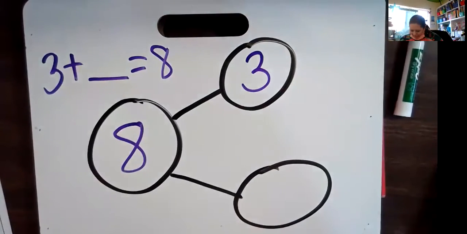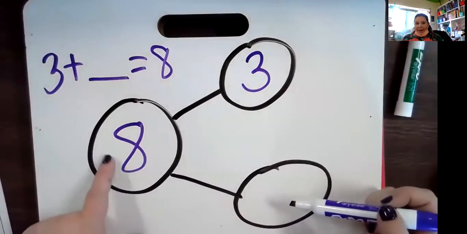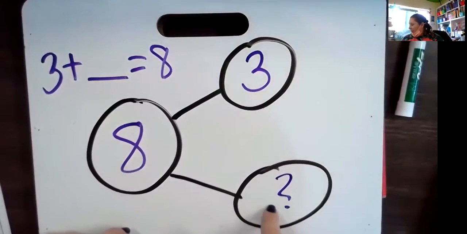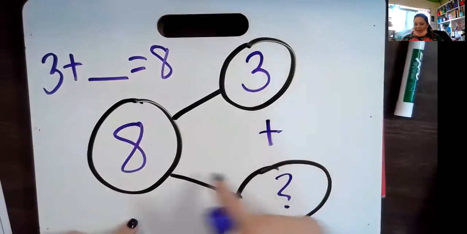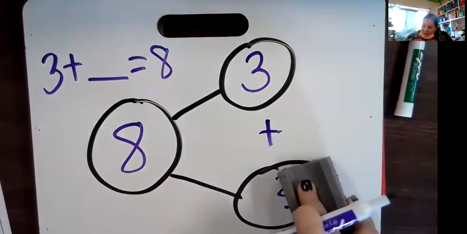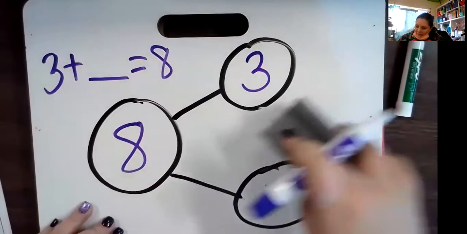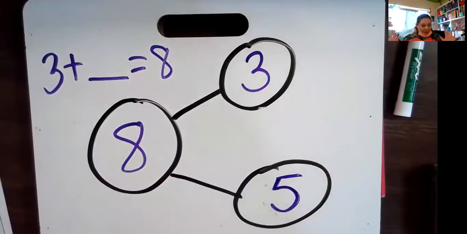Okay, and these are also going to end up being really helpful for subtraction, which is our next unit. So what would we add to 3 to get 8? That's what we need to know. What number is going to go here? 3 plus what equals 8? 5. So we're going to put a 5 right here, and we have completed the number bond.